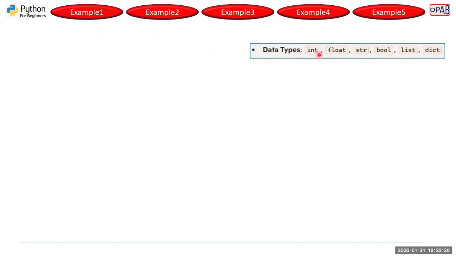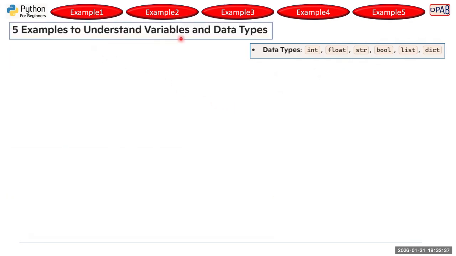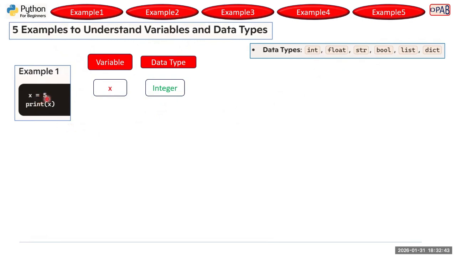So this data types, as I told you, is pasted here to know what we are doing. Now, 5 examples to understand various data types and variables. So this is the code: x is equal to 5, print x. Here the variable is x and the data type is integer. For x, the assignment operator equal to is given, and on the right hand side you are giving an integer. So 5 is an integer. If it is 5.0, then it is a floating type.